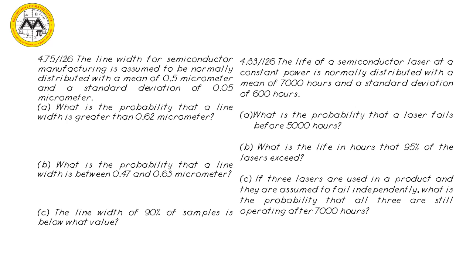The life of a semiconductor laser at constant power is normally distributed with a mean mu of 7,000 and standard deviation sigma of 600. What is the probability that a laser fails before 5,000 hours? We're looking for phi of (5,000 minus 7,000) over 600. What is the life in hours that 95% of the lasers exceed, and so on. If 3 lasers are used in a product and they are assumed to fail independently, what is the probability that all 3 are still operating after 7,000 hours? This is now a binomial distribution.